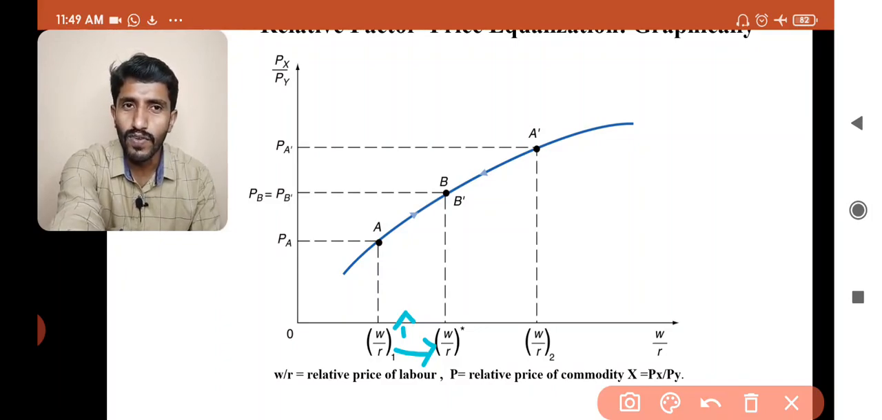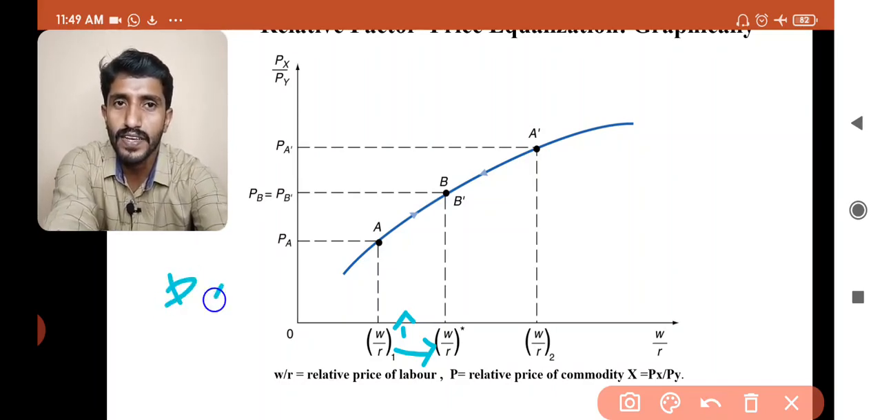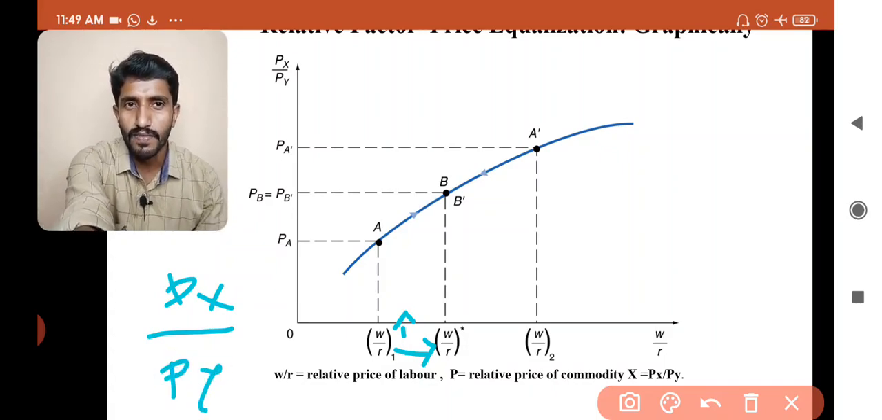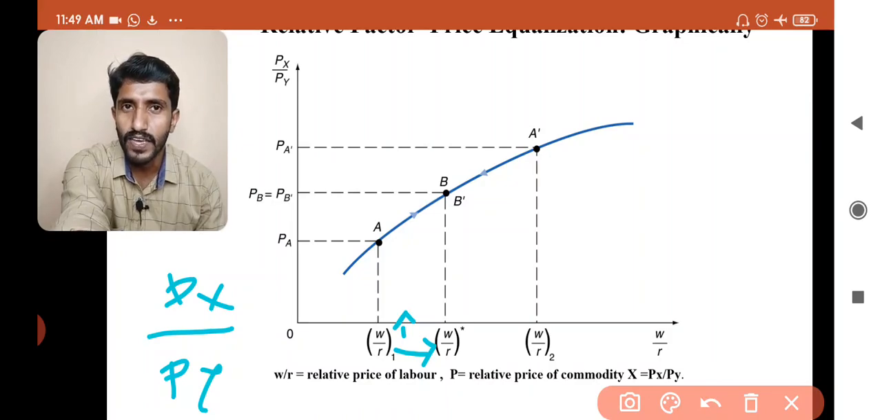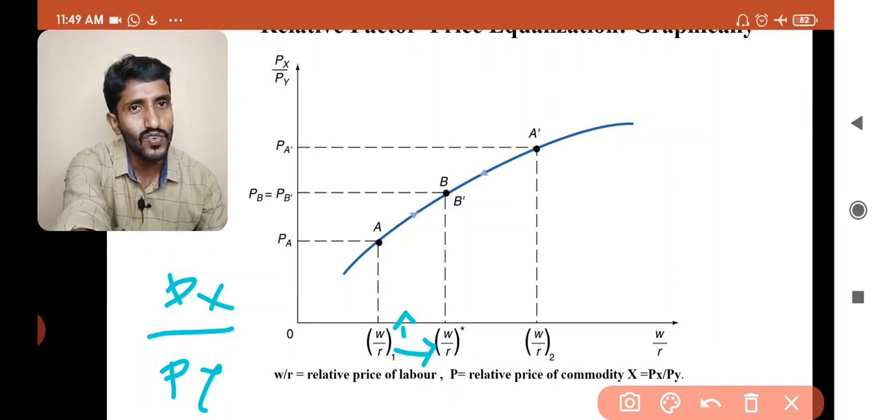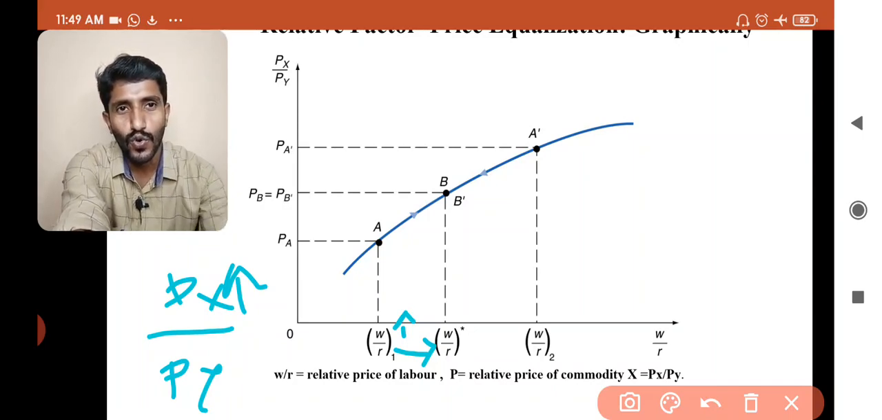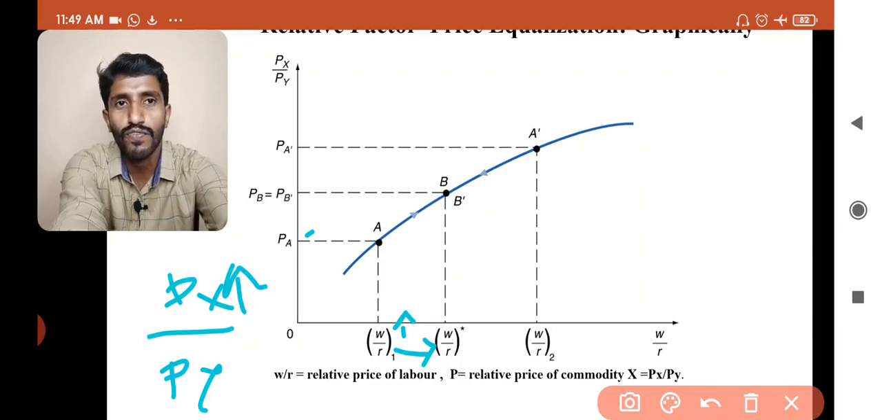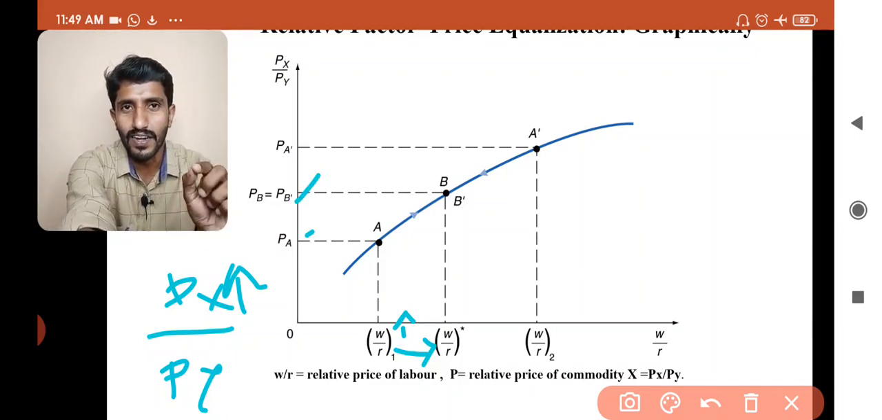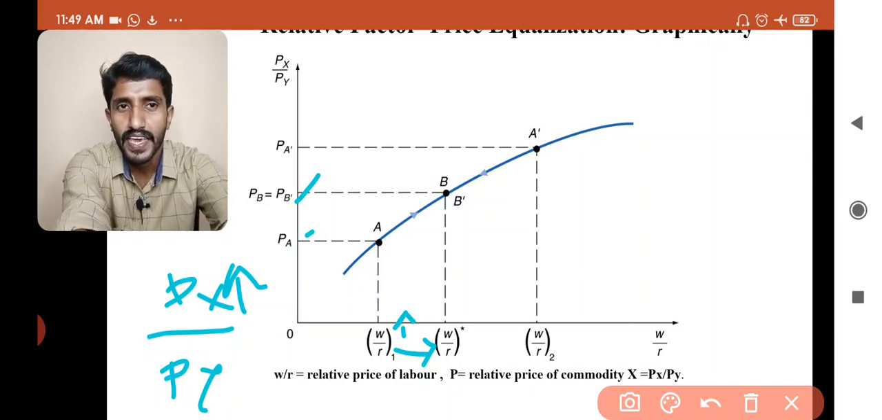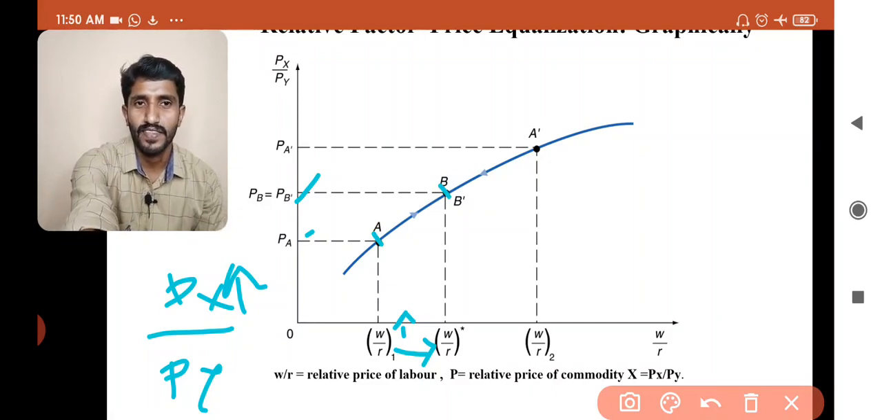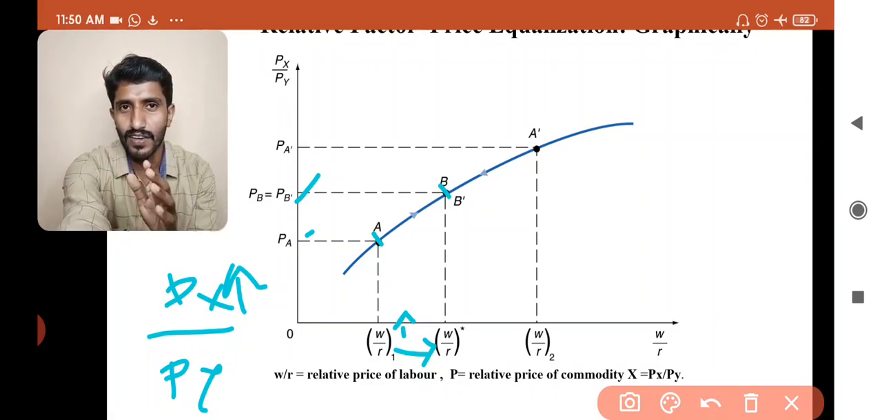Then what will happen to the commodity prices? Commodity prices is Px divided by Py. Before the trade, Px was cheap. It means its price was very low, but after the trade Px has increased because there is high demand for X. So if it is increasing, the country will move from PA to PB. So ultimately the labor abundant nation will move from A to B. So this is all about country 1, the labor abundant nation.